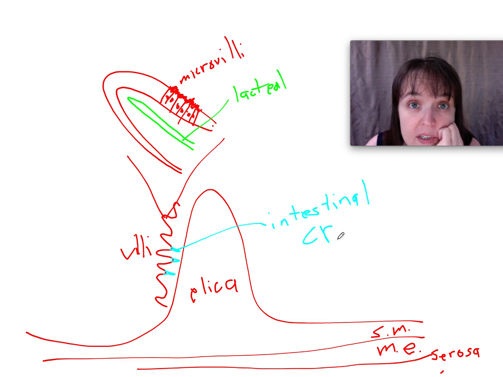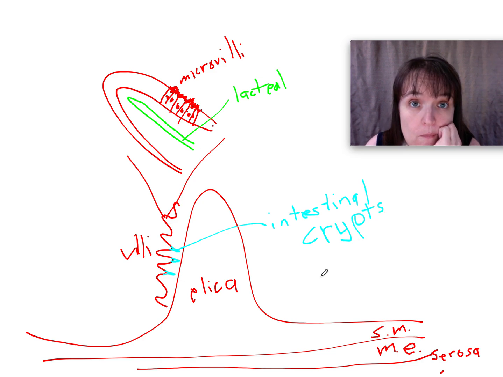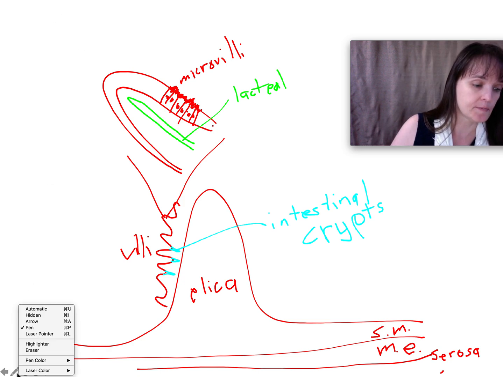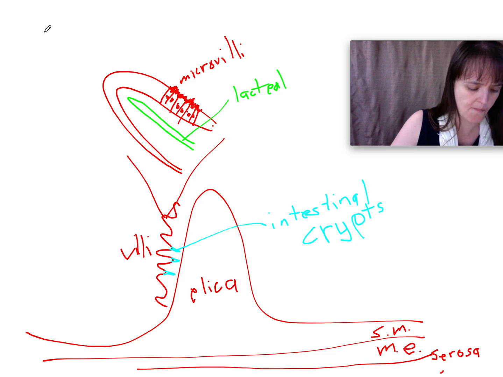Are we going with crypts or glands? I already have crypts started, so. Okay. Let's, while we're here, label this small intestine.